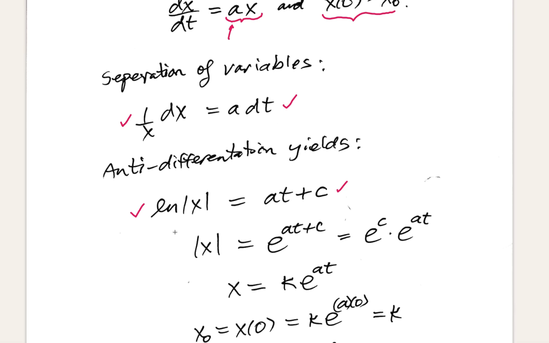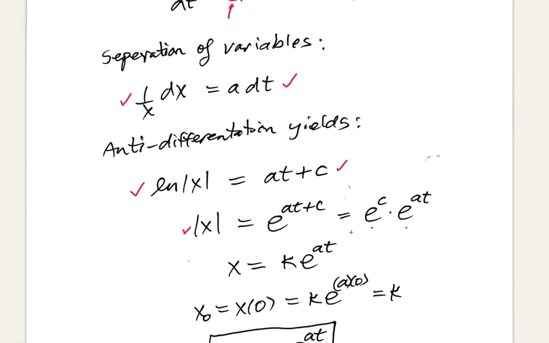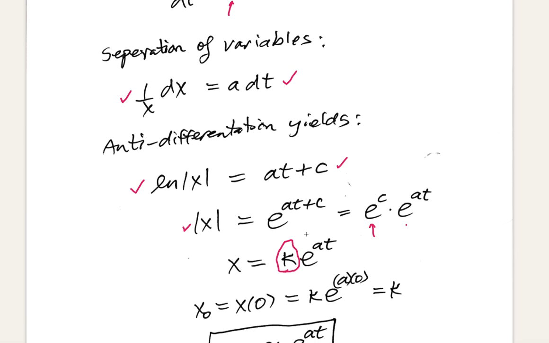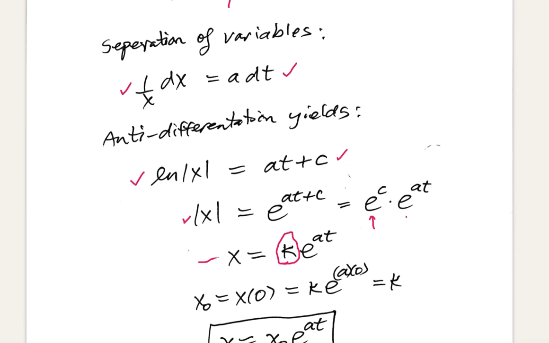Okay, let's raise e to both sides there, and I would get that the absolute value of x is e to the at plus c. And I can break that up into the product of e to the c times e to the at. Okay, and then I can get rid of absolute values by going plus or minus here on the front of this expression here. Now, e to the c, plus or minus, is simply a constant. Okay, so k here is going to be simply a constant. Okay, so this is the form of my answer.